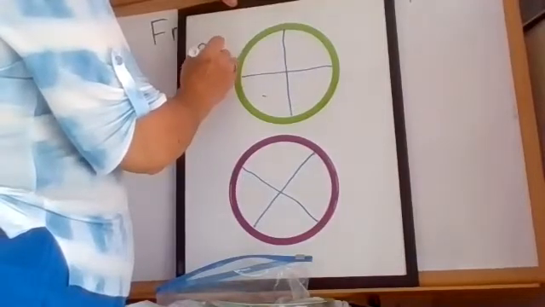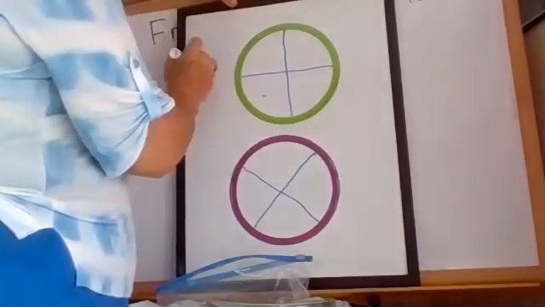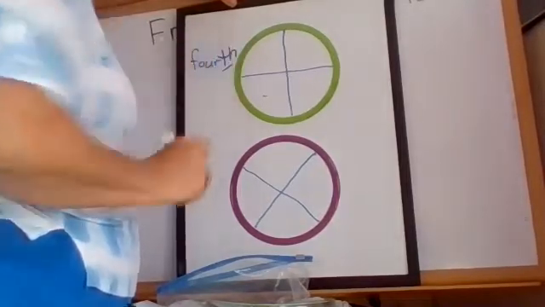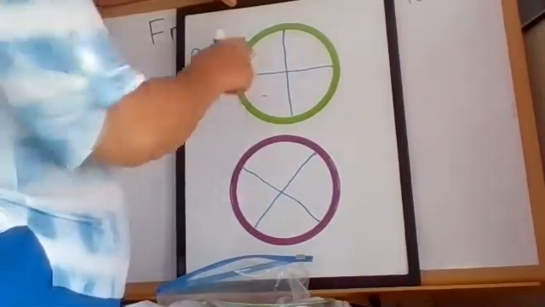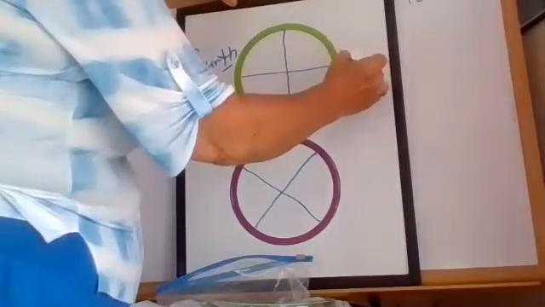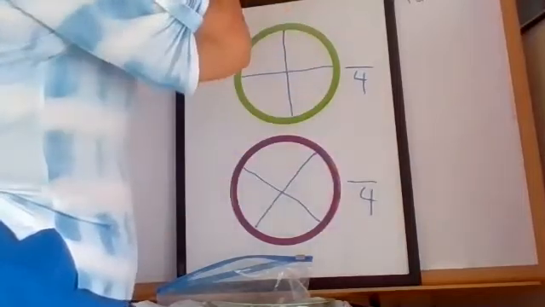Remember, we say it with a digraph at the end. We've got to have that digraph, the TH at the end. How many 4ths are here? 4. Here's our fraction. They are 4 equal places.